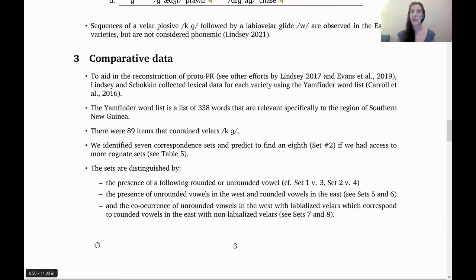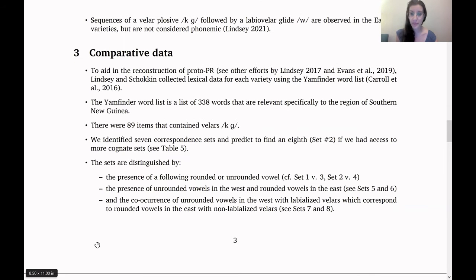There's a new website, and in that database, you can explore not only Pahoturi River languages, but Yam languages and a whole bunch of languages across southern New Guinea in a really beautiful way. I believe it's yamfinder.com. But in our database of Pahoturi River, looking at the Yam Finder word list, we found 89 items that contained velars, ka and ga. When we looked across these items, what we found were 7 correspondence sets. And we predict that there would be an 8th correspondence set as well if we had more data.